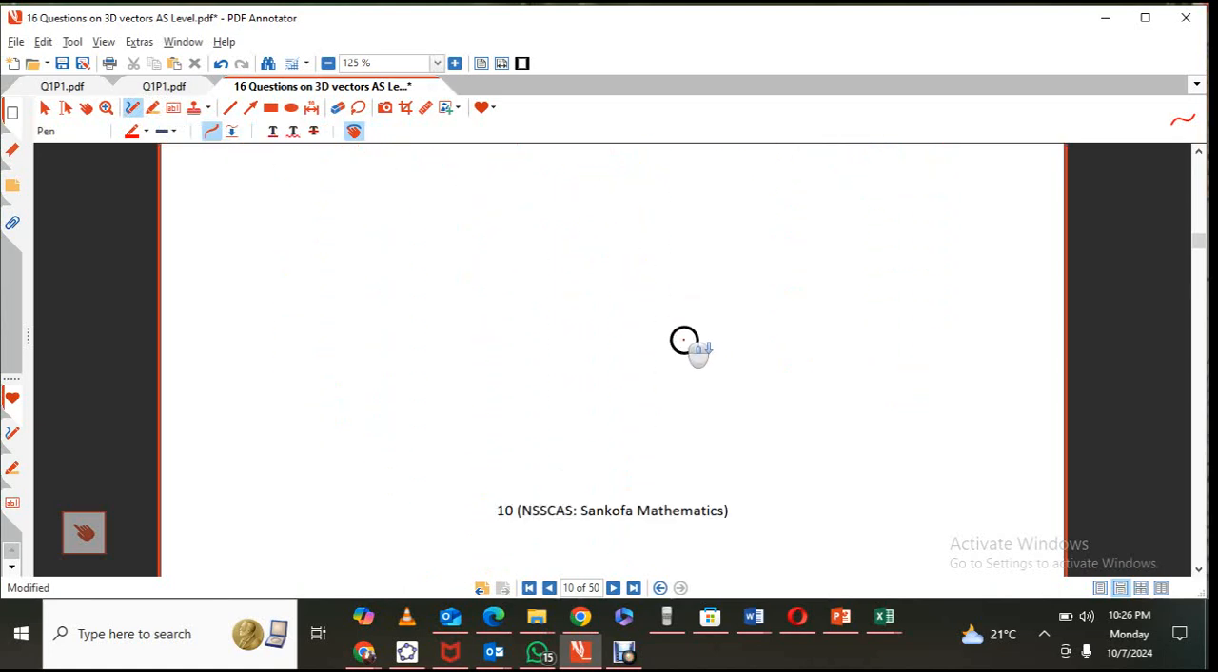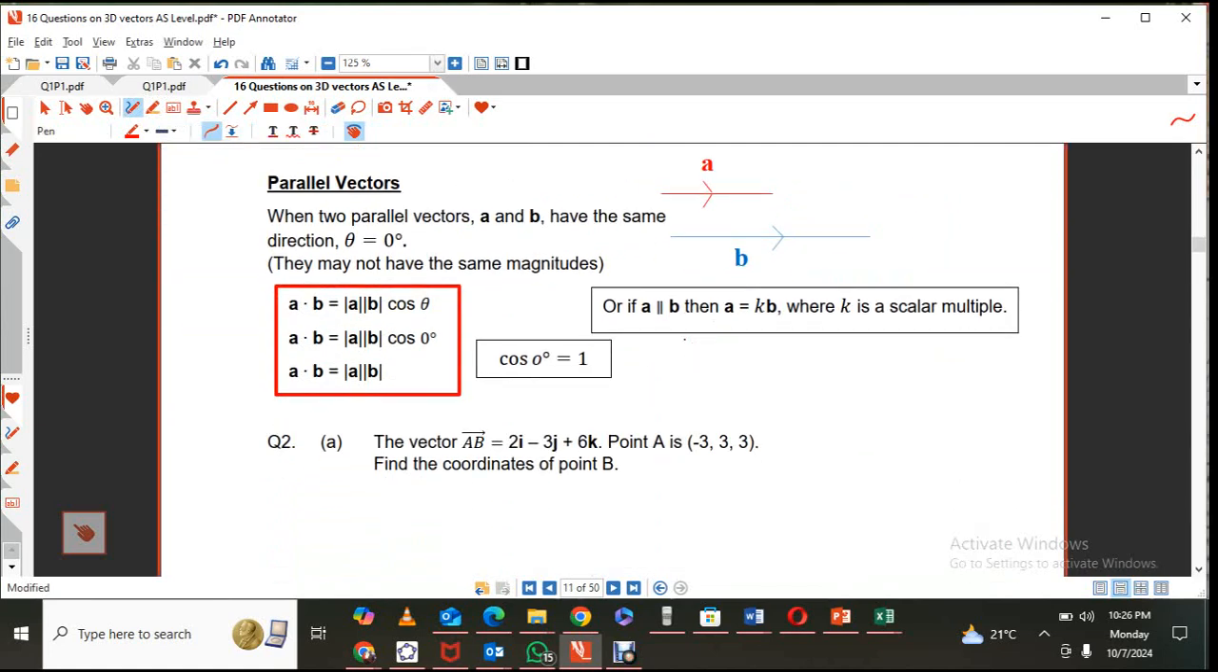Right, let's get to question 2. Question 2 has a little bit of a parallel vector in it somewhere. So I thought that maybe I can just add a few sentences or notes with regard to parallel vectors.